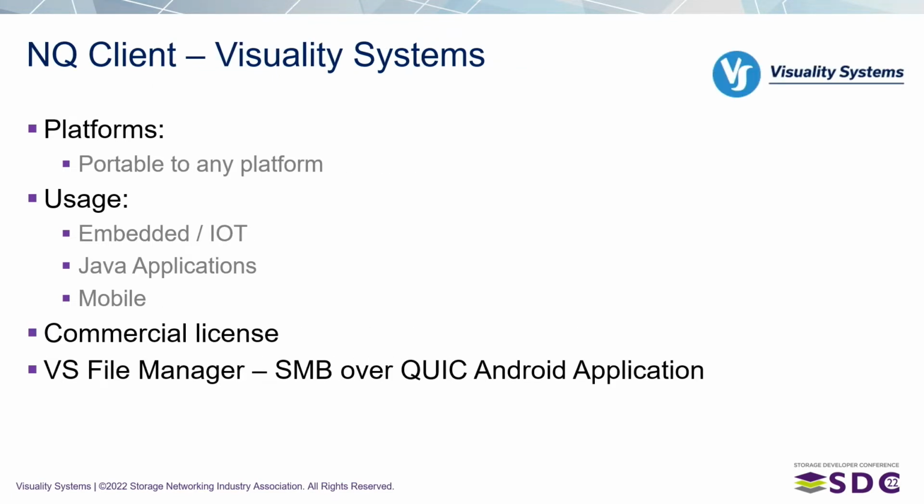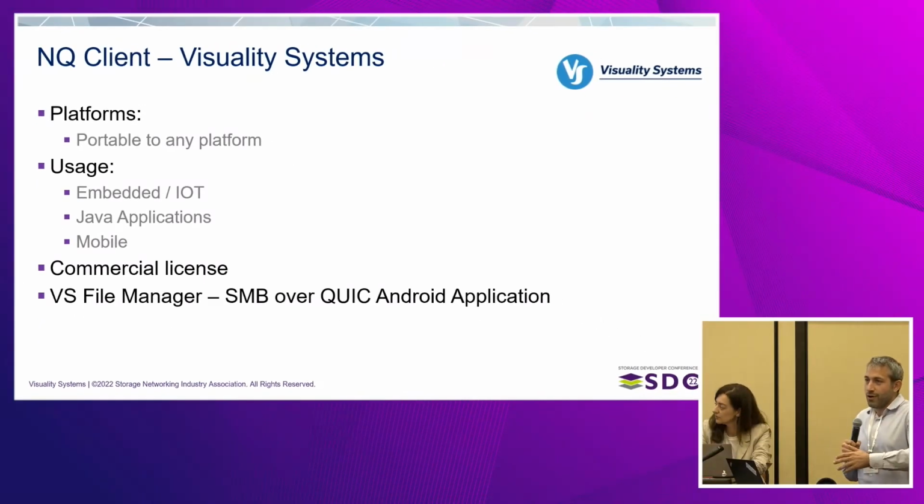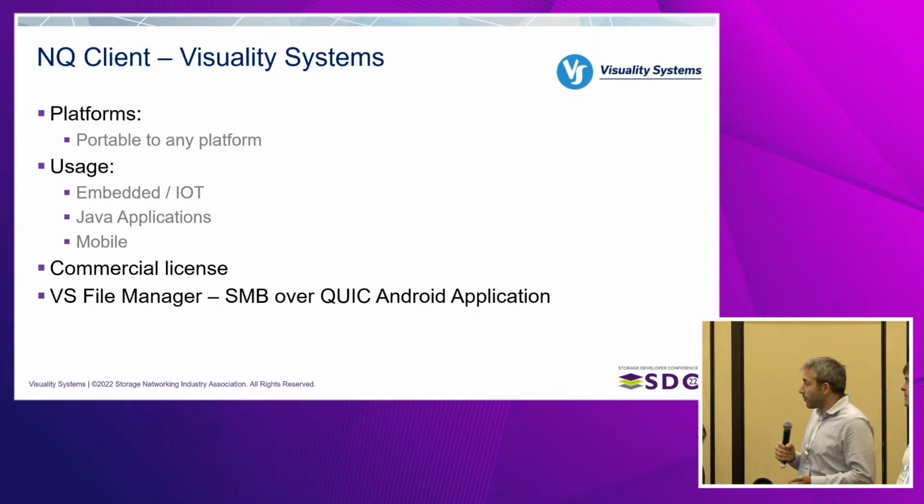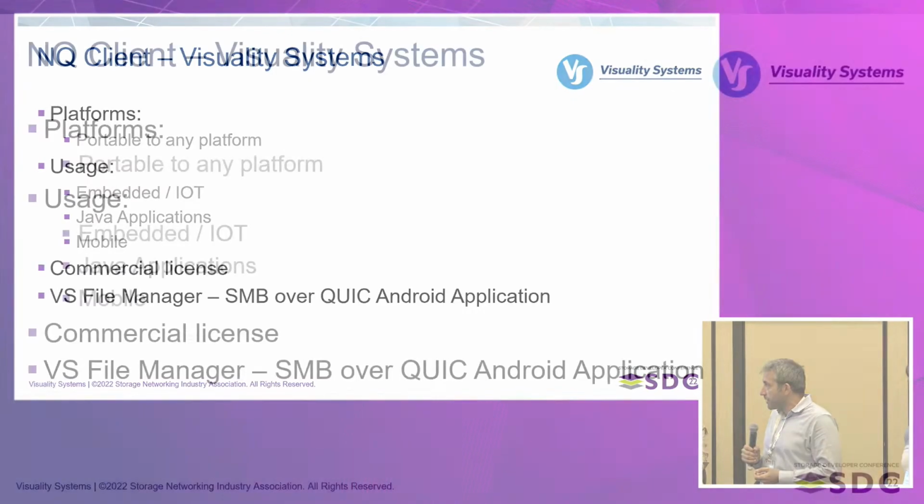All right, so we had the Microsoft environment, we had the Apple environment, we have the Linux environment, and now with the Visuality Systems, we're talking about all other operating systems. The Visuality Systems product can support up to 60 different operating systems existing in the market today.